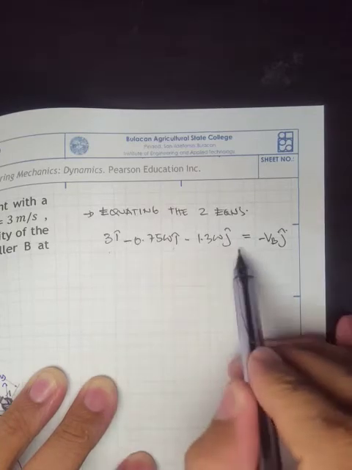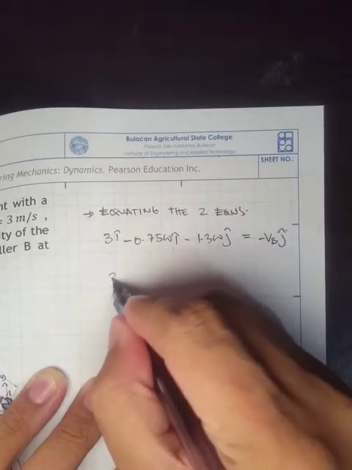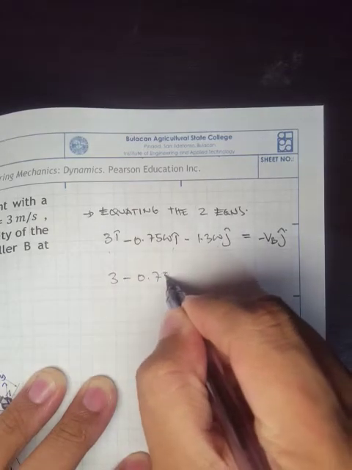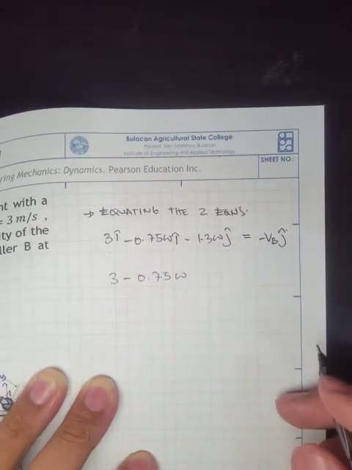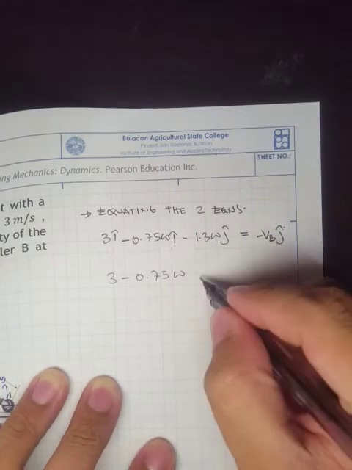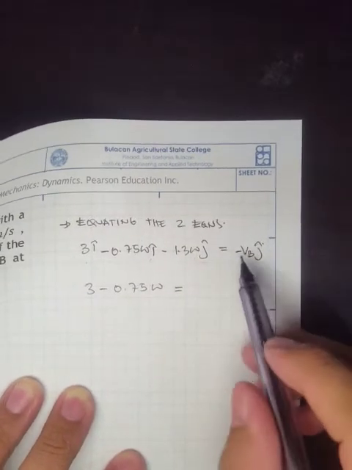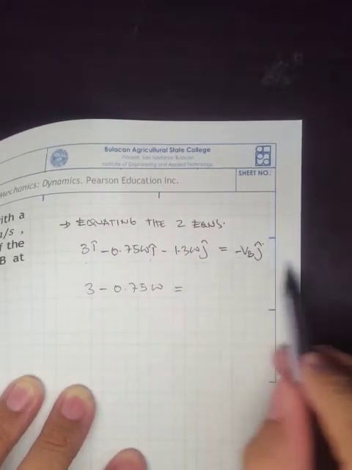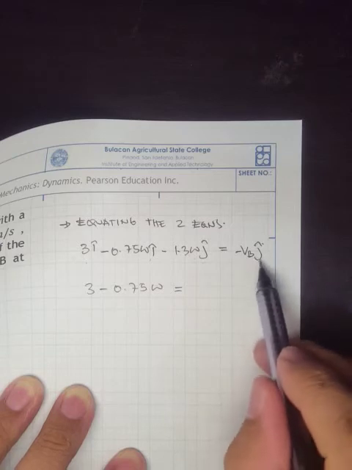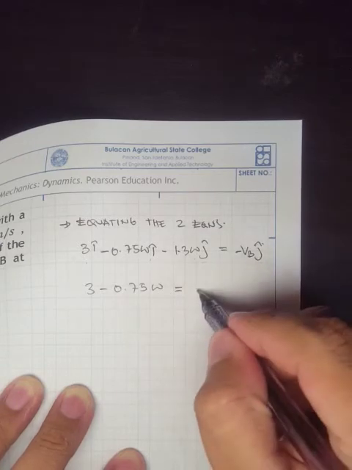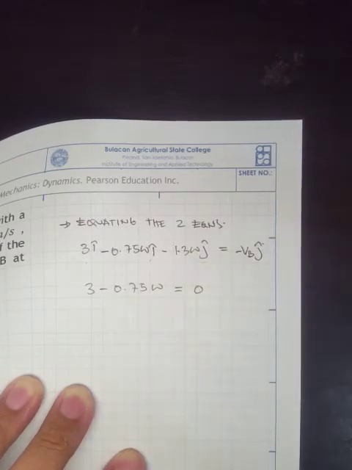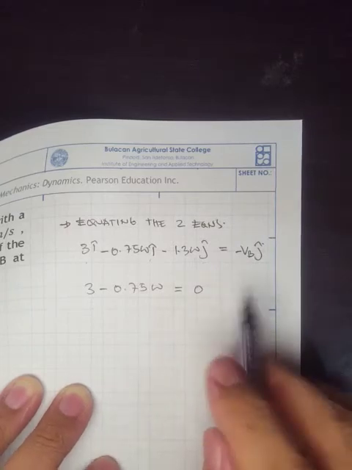So what are the terms that have i's? I components here on the left hand side, we have 3 minus 0.725ω. Okay, and then we equate that on the right hand side. So on the right hand side, we look for i's. So we only have j here, meaning that this one is just 0. So that's our equation 1.